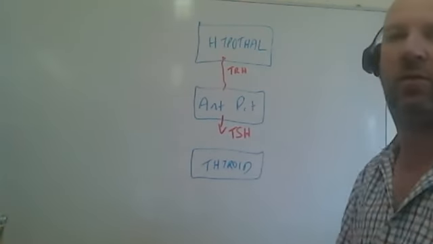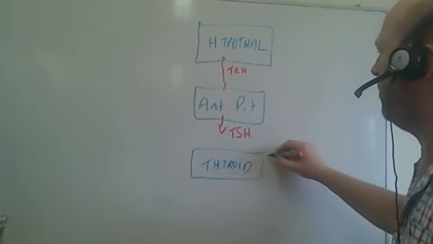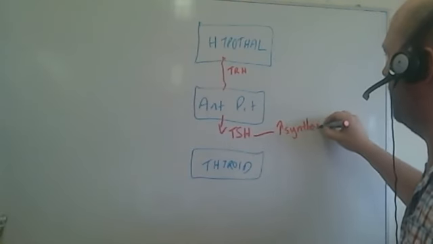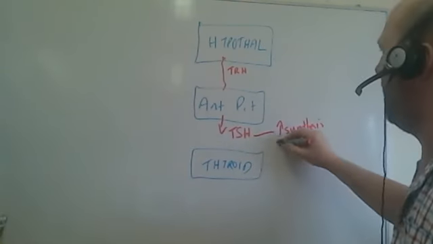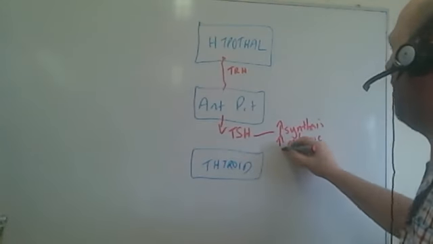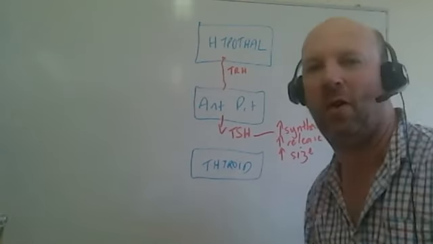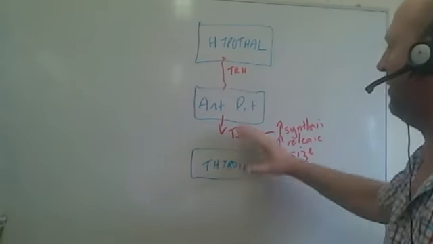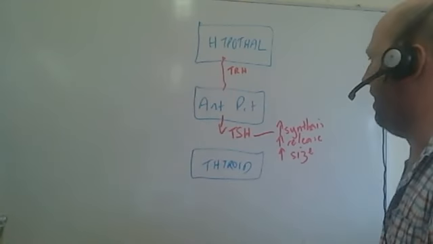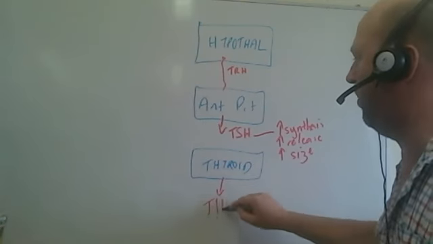TSH will then go to the thyroid gland. Well, it will have a number of effects. One of them is to increase the synthesis of thyroid hormone, increase the release of thyroid hormone, and it also increases the size of the overall thyroid gland. So when TSH binds to its receptors on the thyroid gland, it will stimulate the release of thyroid hormone.